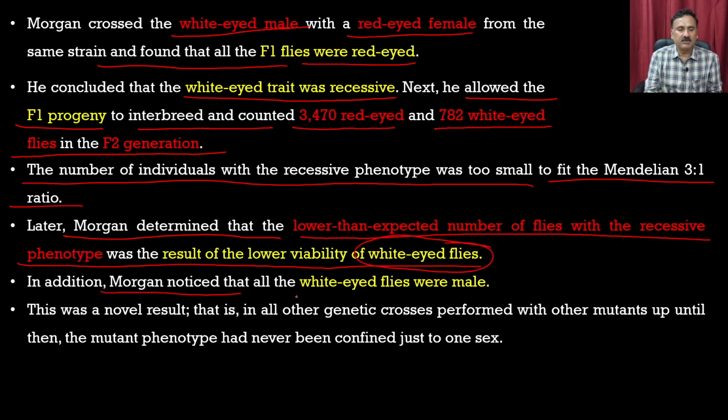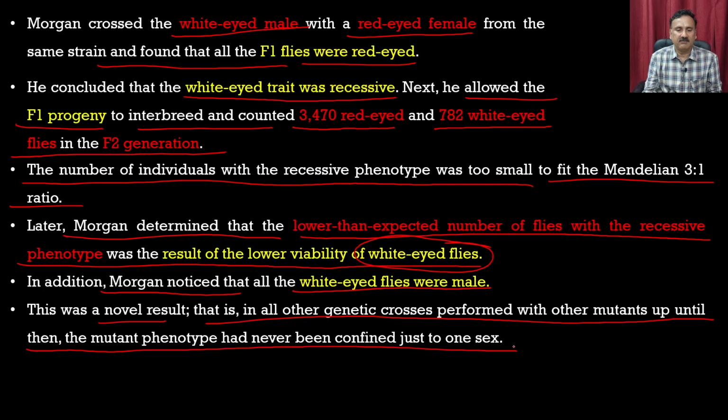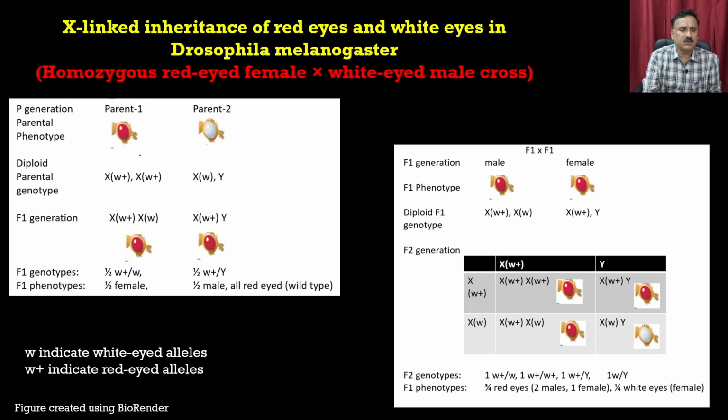In addition, Morgan noted that the white-eyed flies were all males. This was a novel result. In all genetic crosses performed with other mutant types up to that date, the mutant phenotype had never been confined to just one sex. This is what is shown here.